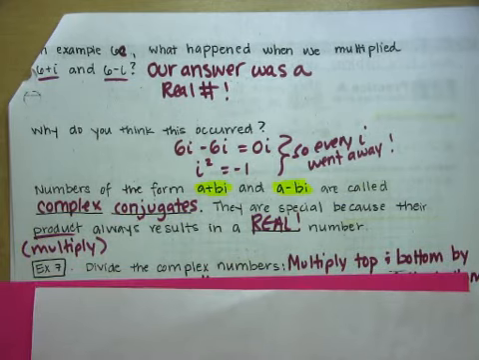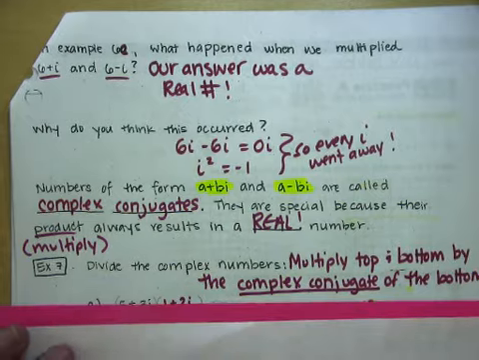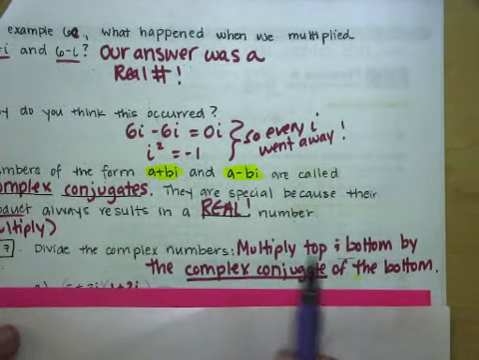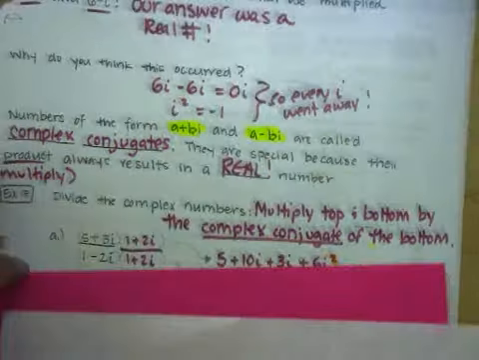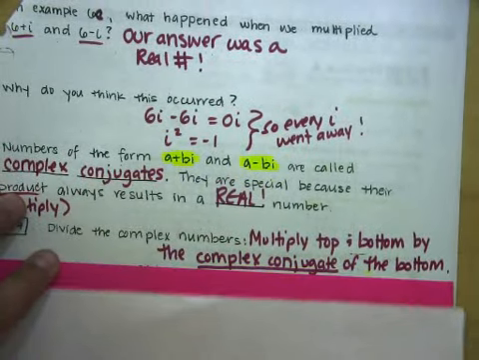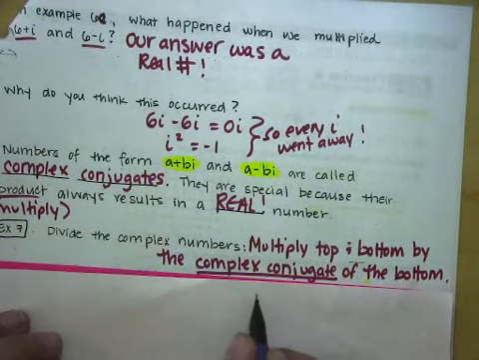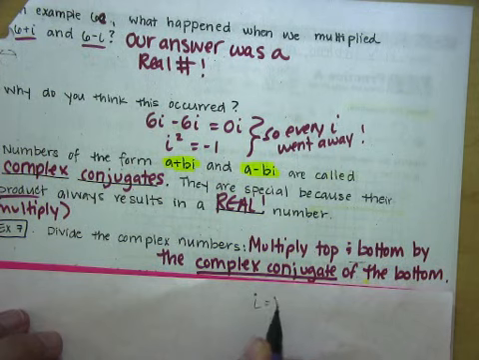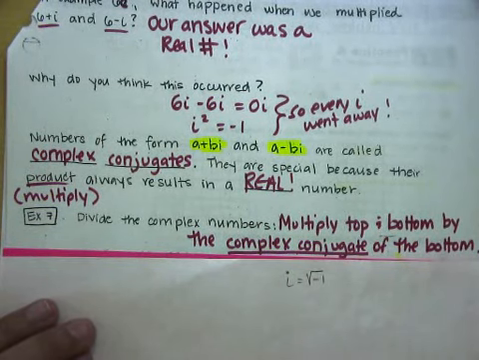So in the next example, it says to divide the complex numbers. And what you're going to do to divide complex numbers, the instruction, is you're going to multiply the top and the bottom by the complex conjugate of what's currently on the bottom, or what you're currently dividing by. The reason why we have to do that is because we have an i on the bottom, and remember that the definition of i is the square root of negative 1, and we can't have a square root in the bottom of any fraction, so that's why we have to get rid of it.